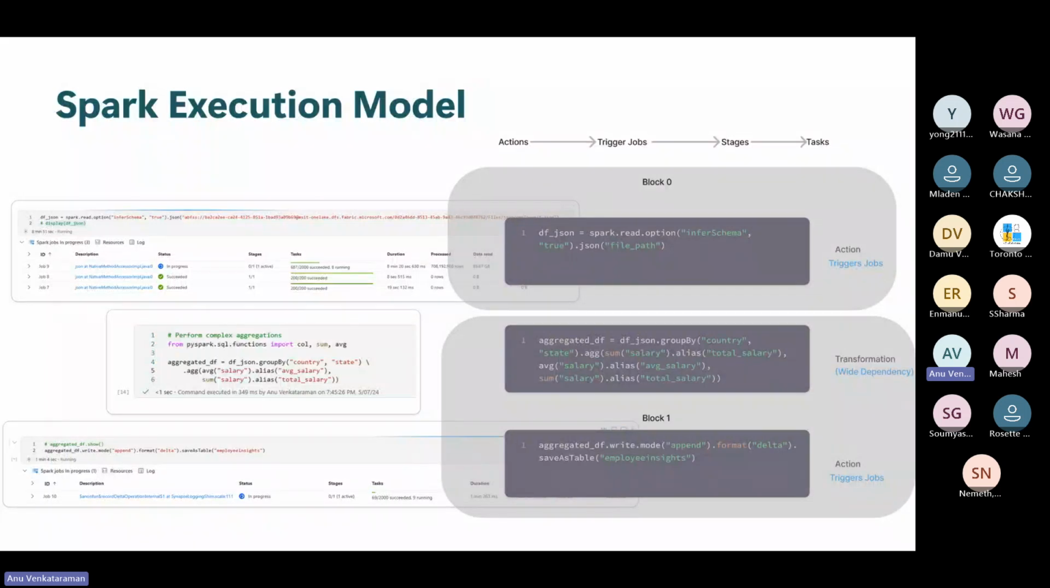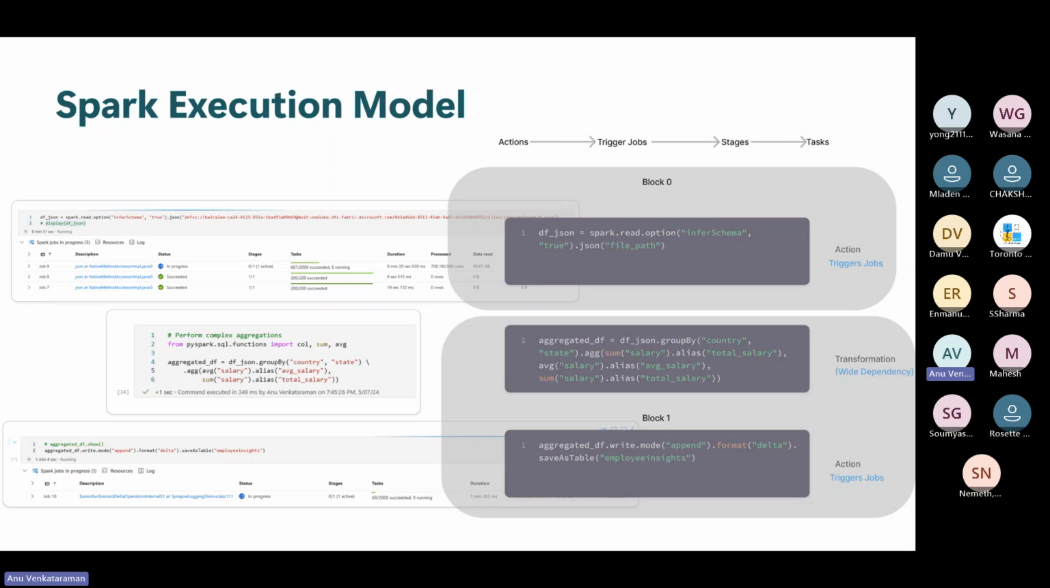Whenever there is a wide dependency transformation, where there is going to be a shuffle, when you submit this code, the driver will start breaking it into blocks whenever it sees the wide dependency transformation. So in this case, it sees the wide dependency transformation in the second step. So the first step will be one block, and then the second step, which is the aggregation, and then the next action is going to be another block.